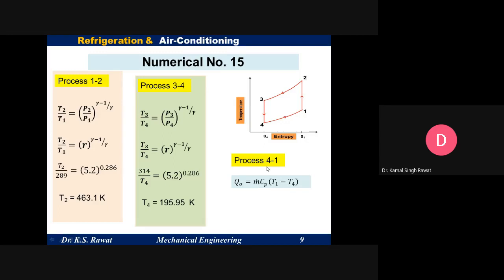Okay, so we have the value of Q naught. We have the value of Q naught. Yes or no? Yes, sir. 6 TR. Okay, and we can easily convert it into kilowatt by multiplying by 3.5167. So 1 TR is equal to 3.5167. So we will multiply 6 into 3.5167, which is equal to mCp (T1 minus T4).